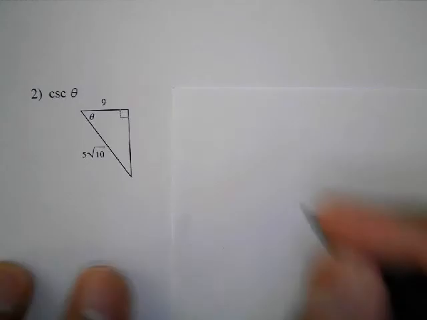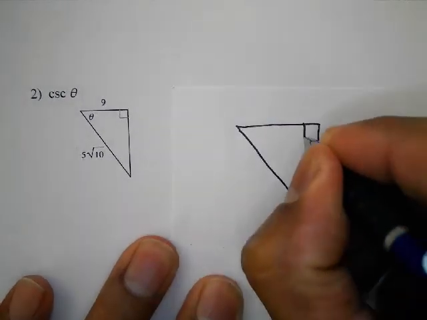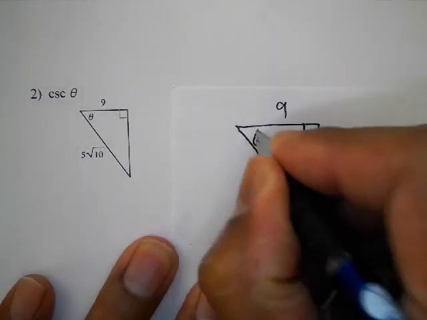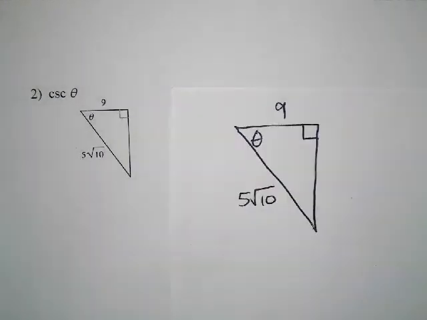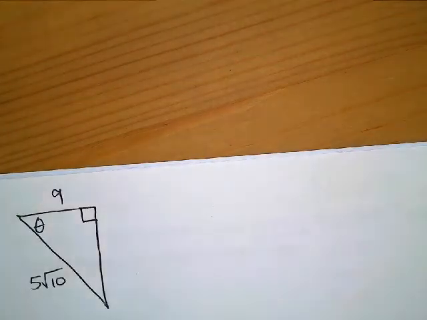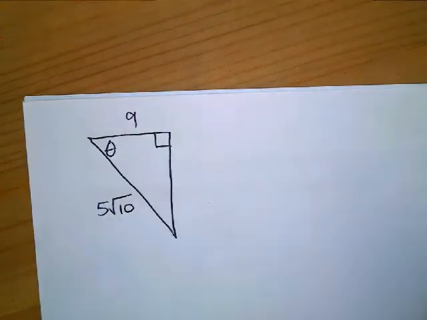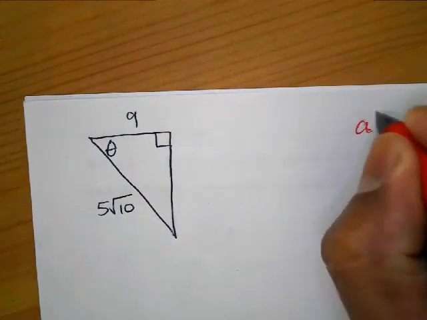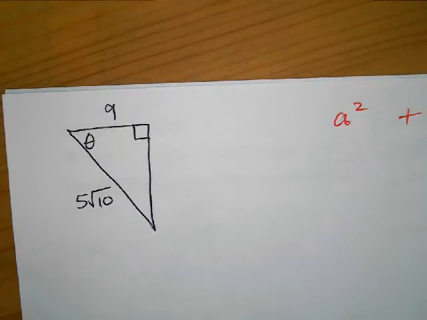And just like on the previous problem, let me copy it over here on the side. That's a 9. That's the angle there. That's the 5 root 10. I got to find this missing side, so I got to do a Pythagorean theorem first, huh? So that's a little side problem in itself. You got to get this side correct. Don't mess that up. Well, Pythagorean theorem, a squared plus b squared equals c squared, right?